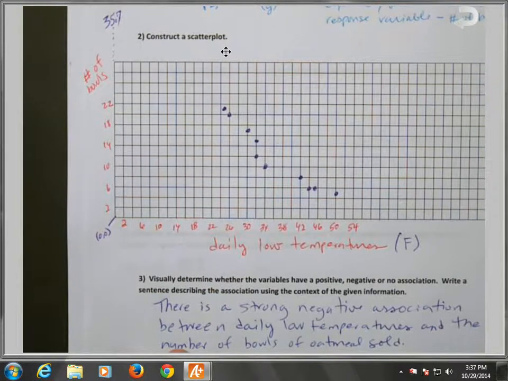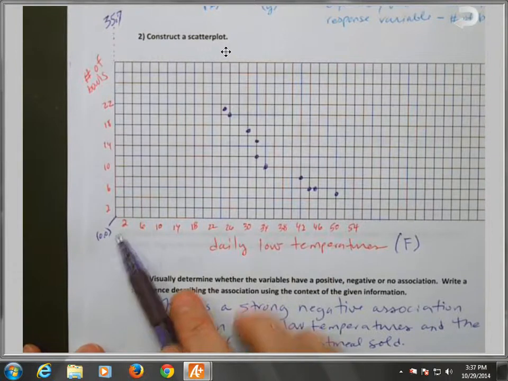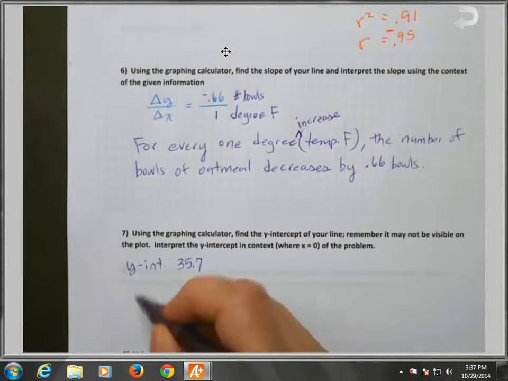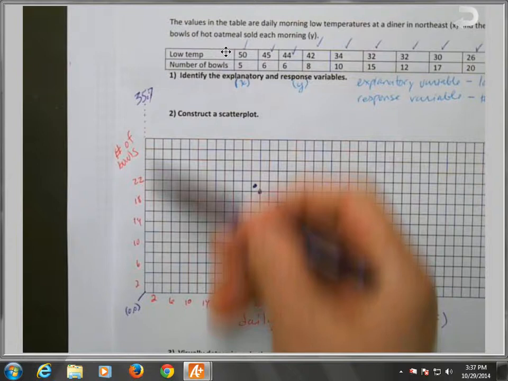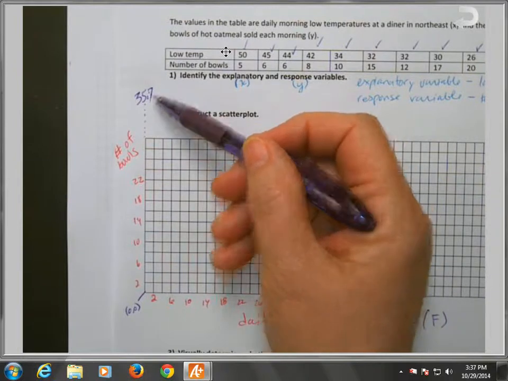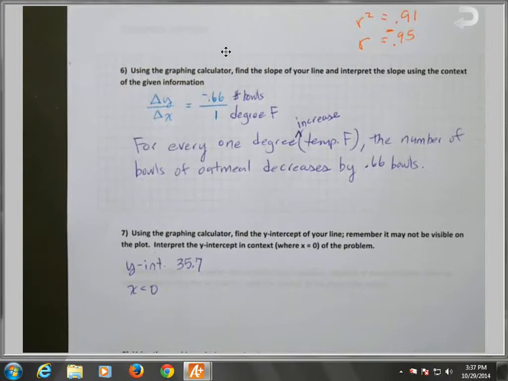So, thinking about that a minute. When x is 0, what is x? Okay, so when x equals 0, well, x are the low temperatures. So that's pretty obvious that we're talking about 0 degrees. So when x is 0 degrees, look back at the plot one more time, y is the 35.7, and that is the number of bowls of oatmeal. So this fits nicely. I will caution you that not every time does x being 0 make sense for the data. It does not make sense every time. In this case, it does make perfect sense.